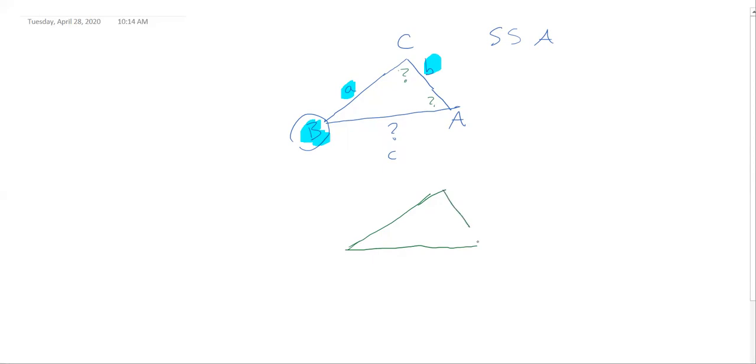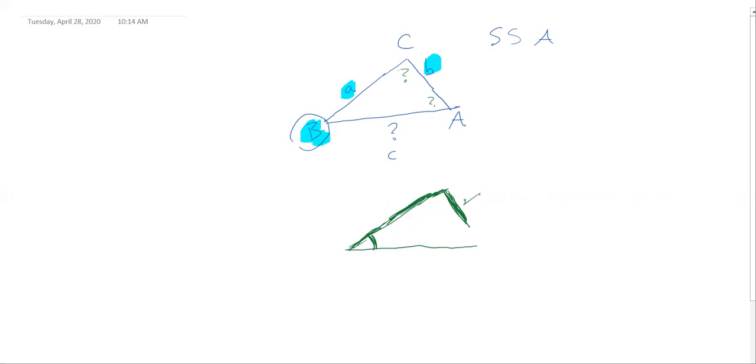In other words, this side over here is fixed. You can't change this, and you can't change this angle, and you can't change the length of this side. But it might not be long enough to make a triangle. If this is fixed, this is fixed, and this is fixed, is that enough to actually make a triangle?